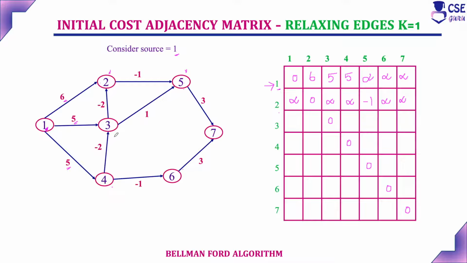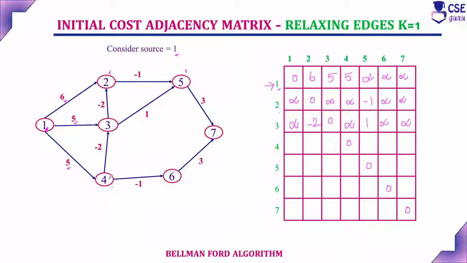Similarly, for vertex 3, there is a direct path from 3 to 2 and 3 to 5. So 3 to 2, distance is -2. And 3 to 5, distance is 1. For the remaining vertices, we don't know the distance, there is no direct path, so we will put infinite.